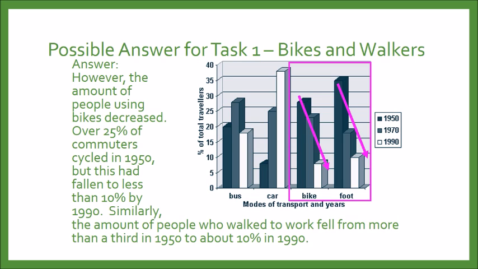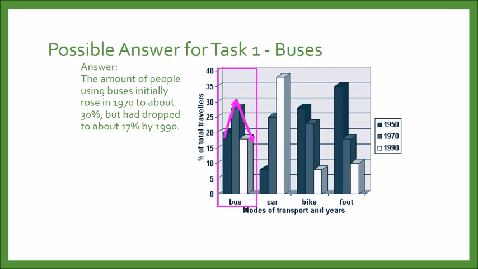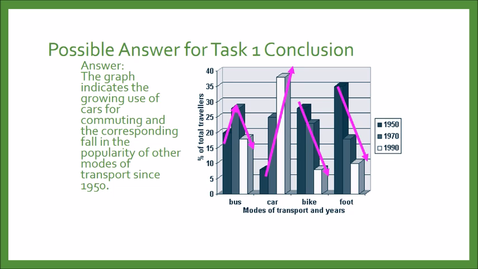Similarly, the amount of people who walked to work fell from more than a fifth in 1950 to about 10% in 1990. Also, you may talk about buses. For example, you may say the amount of people using buses initially rose in 1970 to about 30%, but had dropped to about 70% by 1990. So for the conclusion, you may say the graph indicates the growing use of cars for commuting and the corresponding fall in the popularity of other modes of transport since 1950.